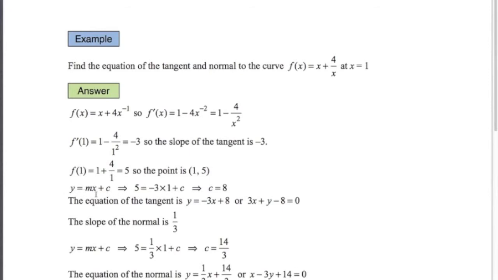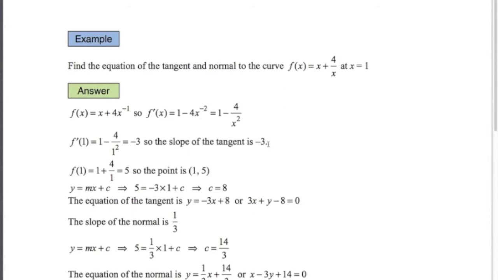Y equals mx plus c, so I replace m with 3, I replace x with 1, and I replace y with 5, giving me this. Sorry, I replace m with minus 3, that's right. Okay, so if I work that out, c is equal to 8, so the equation of the tangent is minus 3x plus 8, or if we write it like this, 3x plus y minus 8 equals 0.